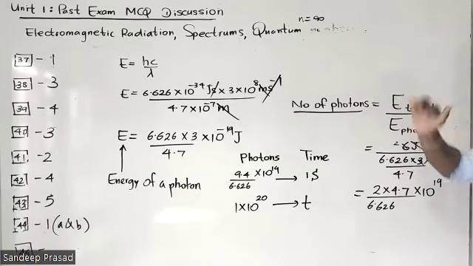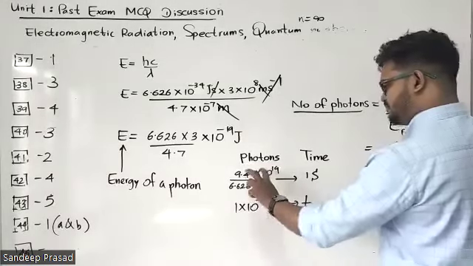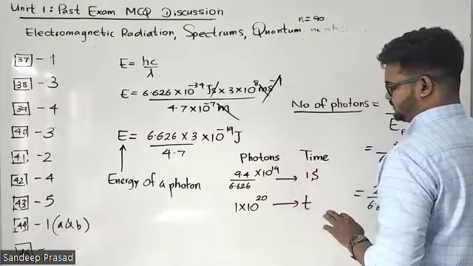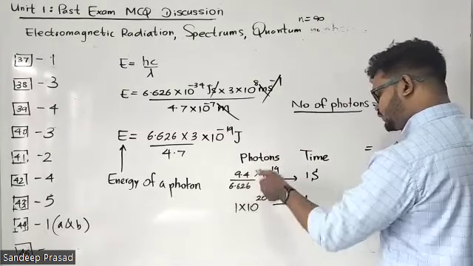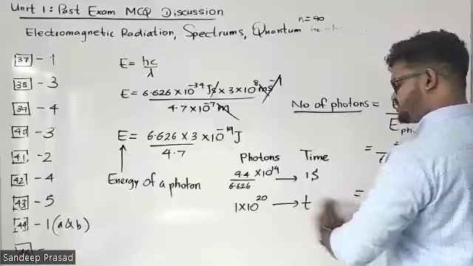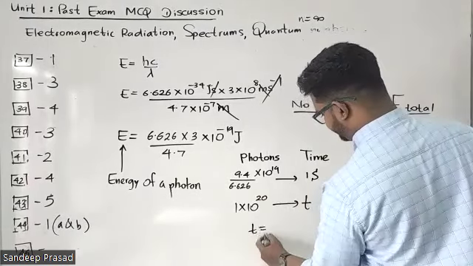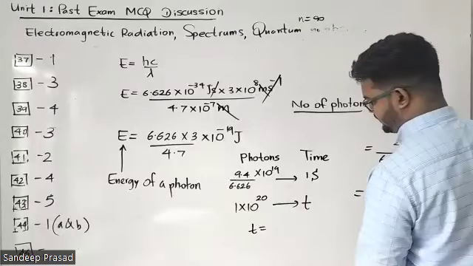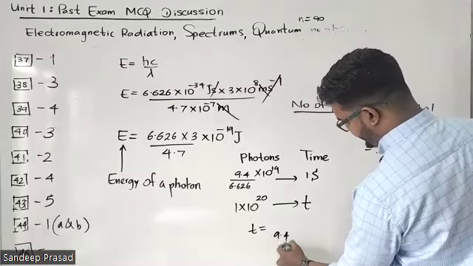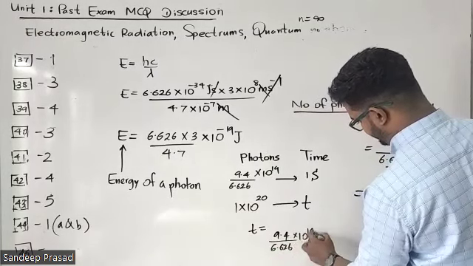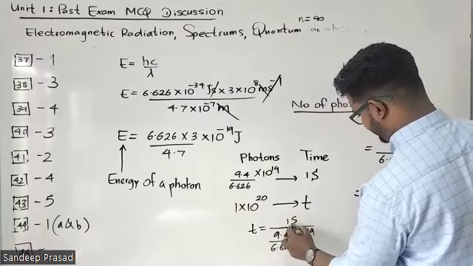These are the number of photons, then this number of photons emitting that energy for 1 second. Then if we use 1 into 10 to the power 20 photons, how much time will that take? Now you can find out T. T is equal to, for 9.4 over 6.626 into 10 to the power 19 photons, just 1 second is enough.